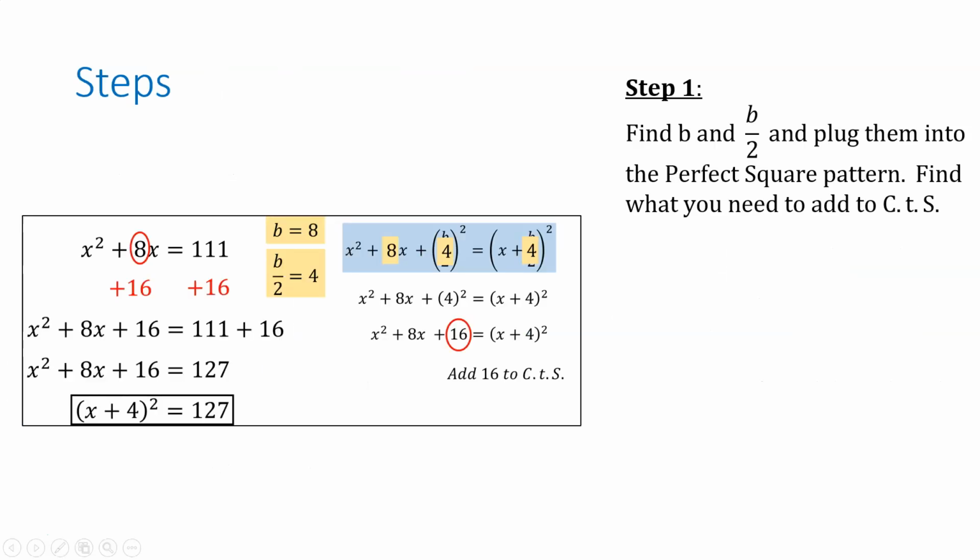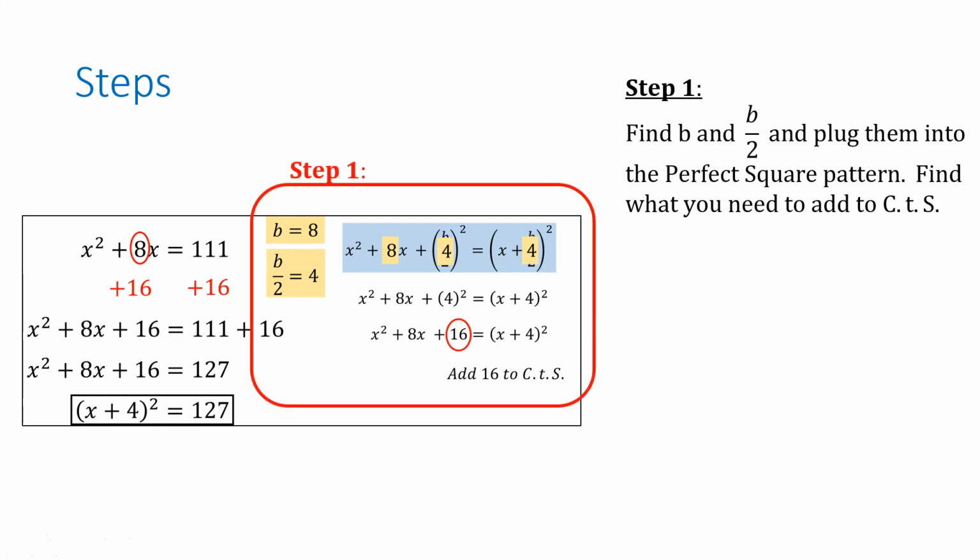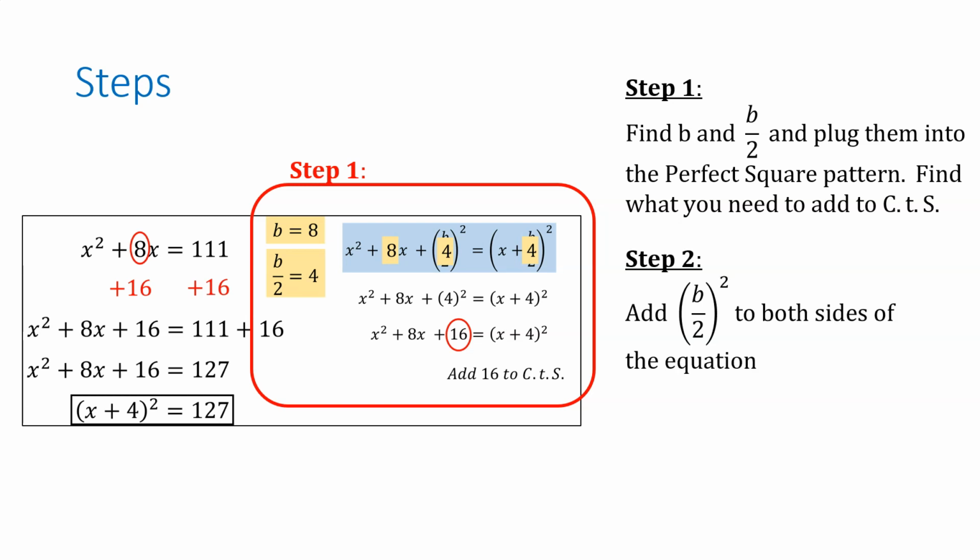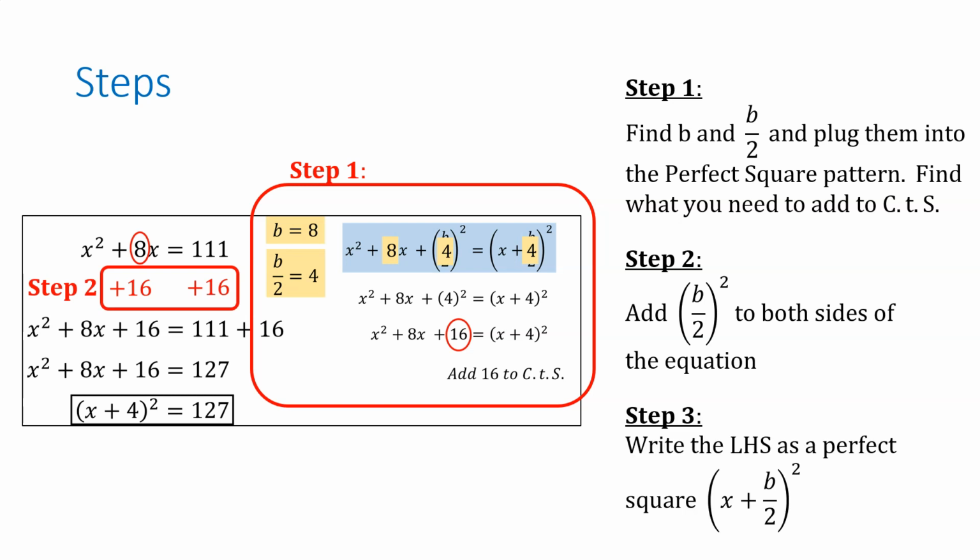The steps for completing the square are first to find b and b over 2 and plug them into the perfect square pattern, and find out what we need to add to complete the square. Step 2 is to add b over 2 squared to both sides of the equation. Then step 3 is to write the left-hand side as the perfect square in the form x plus b over 2 in parentheses squared.